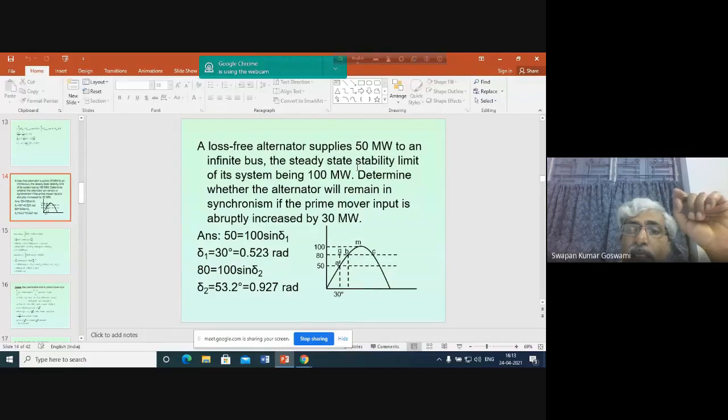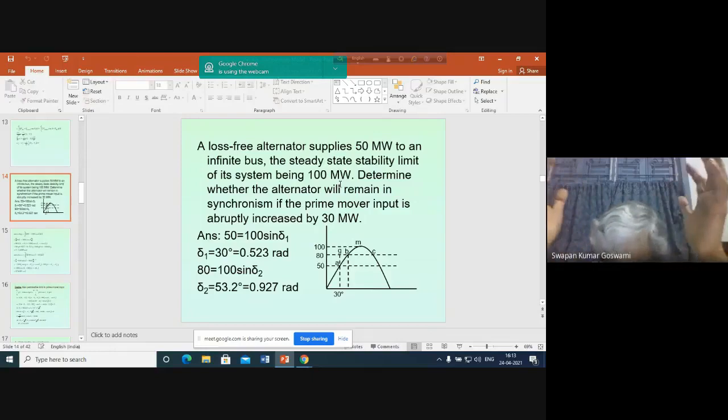Now you have to understand this line. What is being stated here? The steady state stability limit of the system being 100 megawatt. Determine whether the alternator will remain in synchronism if the prime mover input is abruptly increased by 30 megawatt. So what does it mean? It is given that the loss-free generator is supplying 50 megawatt to the infinite bus, that is, 50 megawatt is being supplied to the power system. Now, the steady state stability limit of the system is 100 megawatt. What does it tell us?